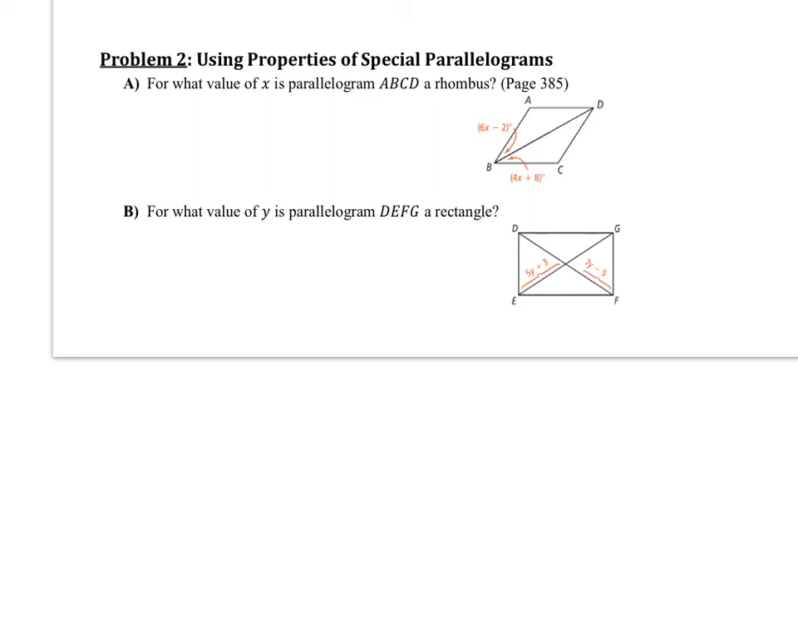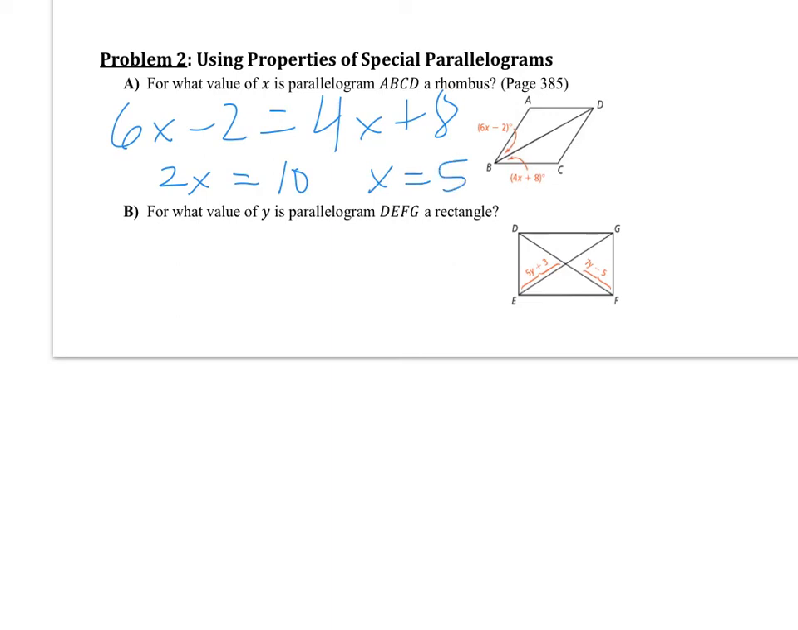So for this next one, special parallelogram still, your properties. What is showing me on this picture is this diagonal is bisecting these two parts because it's a rhombus. A rhombus means this diagonal cuts this angle in half. Now if it cuts it in half, that means 6x minus 2 will be equal to 4x plus 8. And then I would solve that. I would subtract my 4x, add my 2, and x would be equal to 5.